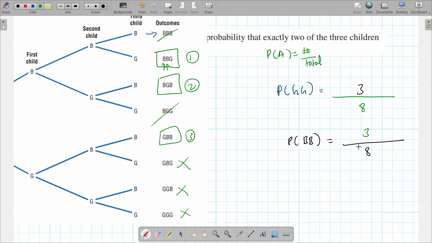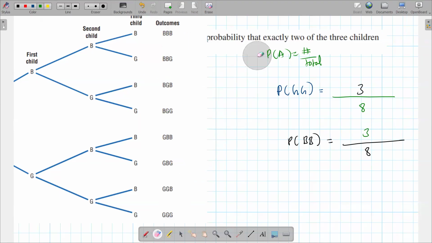Okay, let me make this more complicated for you. So now we're talking about exactly. But what if we say at least? So we want a minimum of two boys.